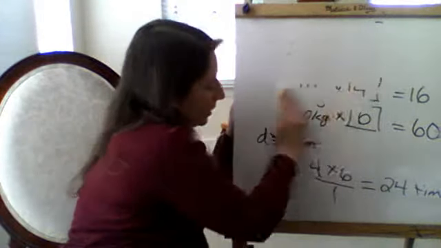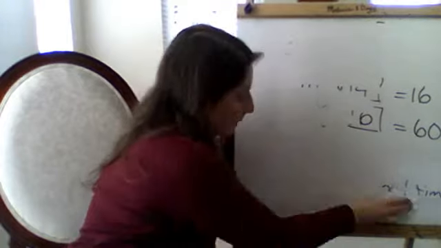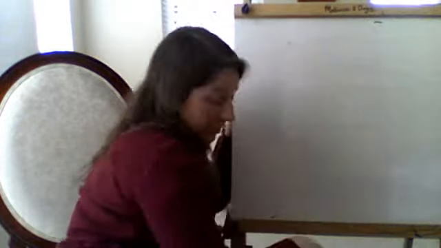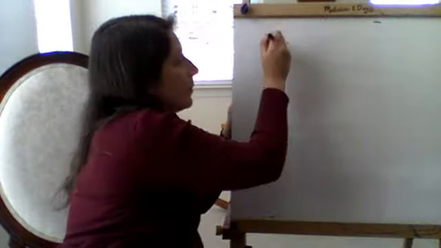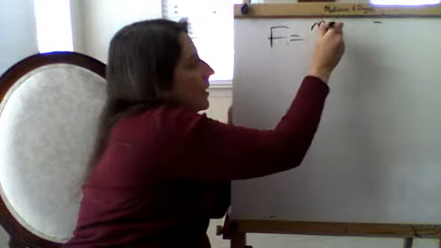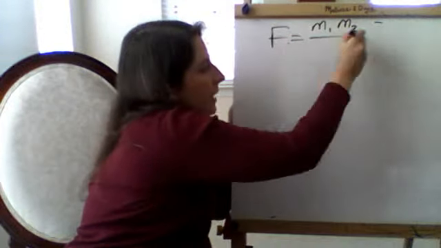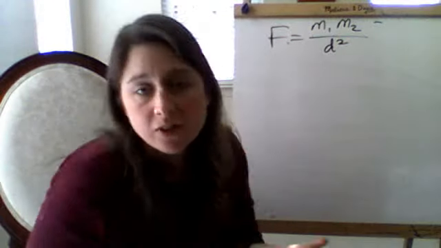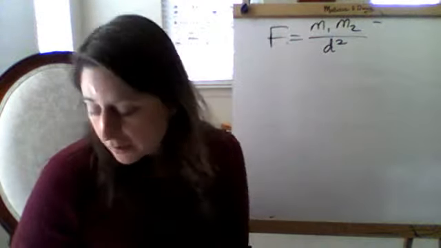Oh, I just erased the equation. Well, it can't hurt to write the equation again because you need to memorize it. So force is, there's really a constant, and then the change in mass 1, the change in mass 2, and you divide by the change in the distance and you square that number.